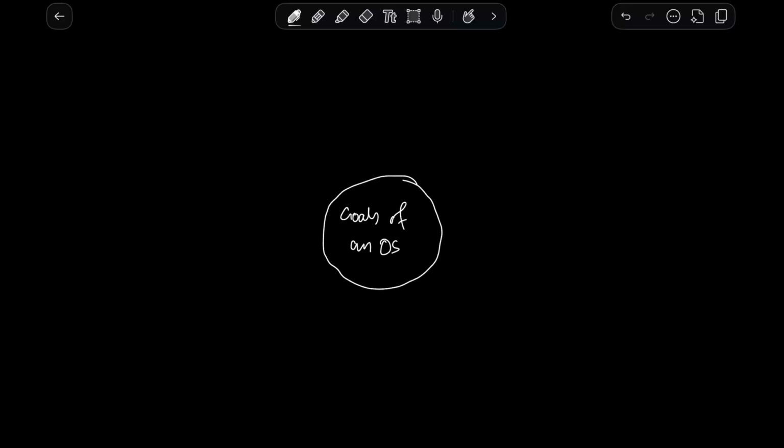So the two goals which we could depict: the very first one is convenience. Forgive me for the spelling, I guess this is the spelling. And the second one we discussed is efficiency. So convenience in terms of user experience, and efficiency in terms of how it handles CPU and RAM, all the resources it has. So it's maximizing the efficiency or use of resources.